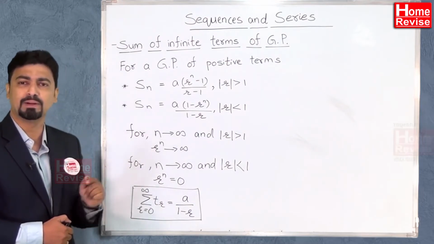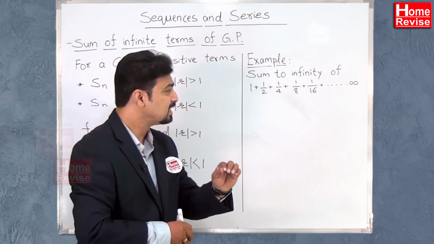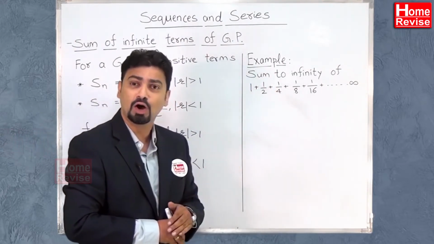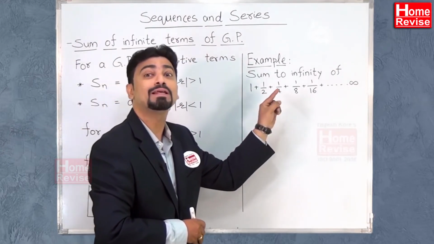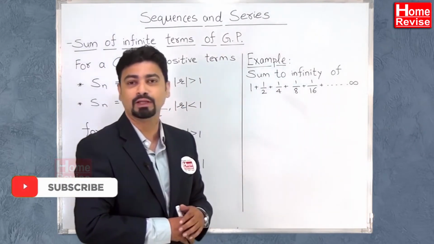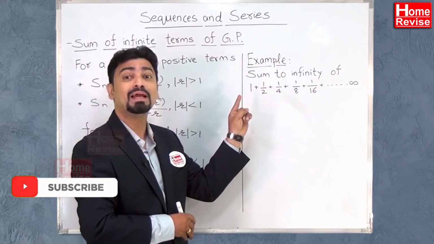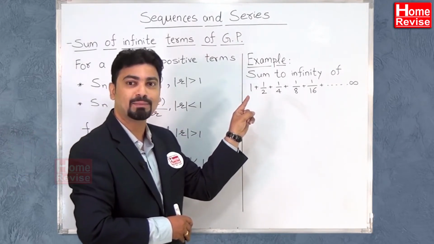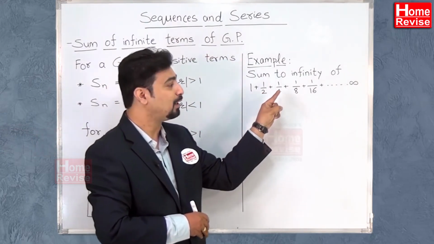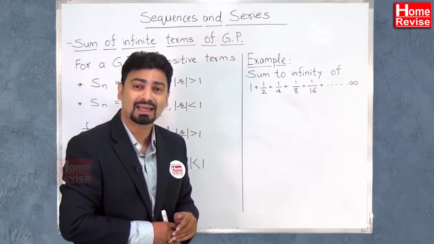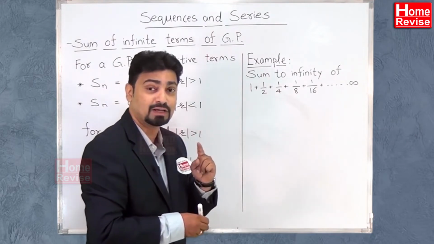Let us take one example in this case. Here we have taken one example which is asking us to find the sum to infinity of the series 1 plus half plus 1/4 plus 1/8 plus 1/16 and so on till infinity. Now if you observe this series carefully, 1 multiplied by 1/2 will be half, multiplied by 1/2 will be 1/4, multiplied by 1/2 will be 1/8, multiplied by 1/2 will be 1/16, which I can say that the common ratio r here is 1/2 and the first term is 1.